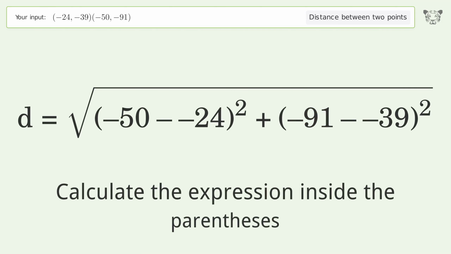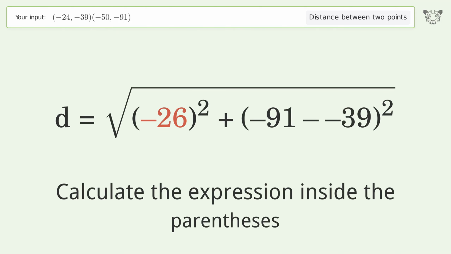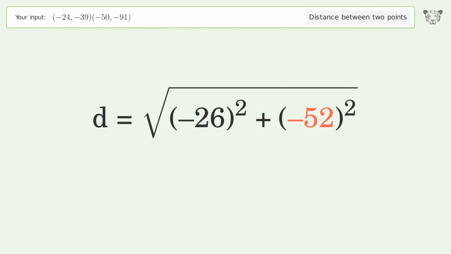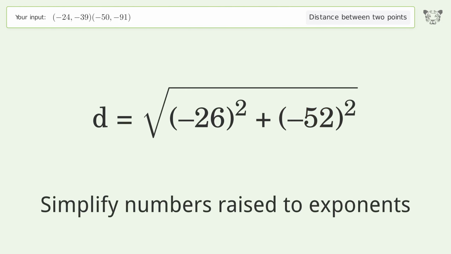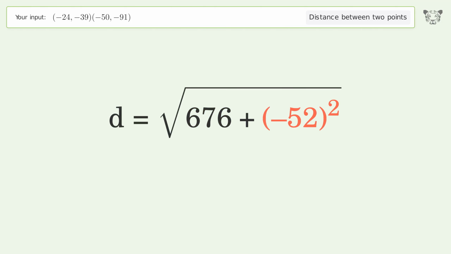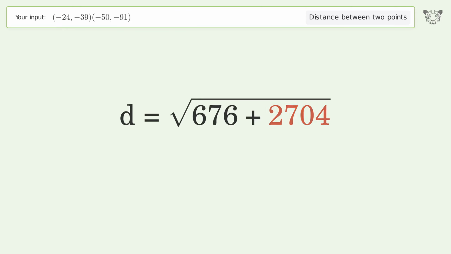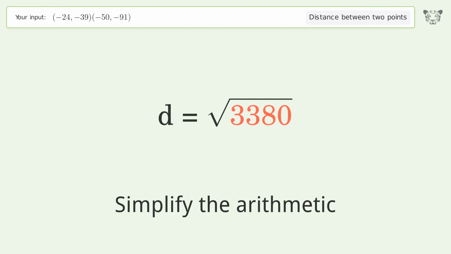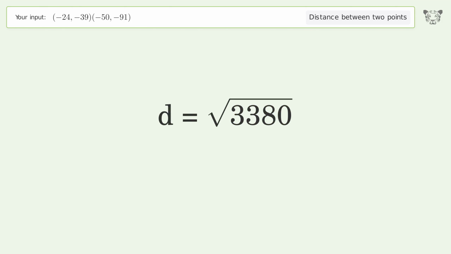Calculate the expression inside the parentheses. Simplify numbers raised to exponents. Simplify the arithmetic. And so the distance between the 2 points is the square root of 3,380, or 58.138.